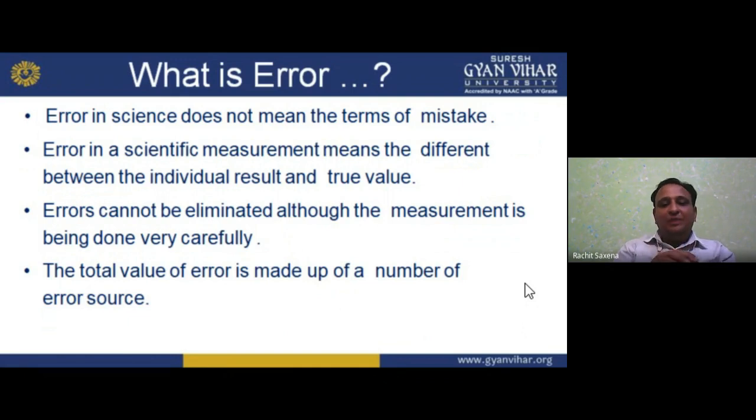Now error cannot be eliminated although the measurement is being done very carefully. So we can't remove or eliminate the error although the measurement is being done very carefully. If I do the measurement very carefully, I can reduce it, otherwise I can't. Now the total value of error is made up of a number of error sources.